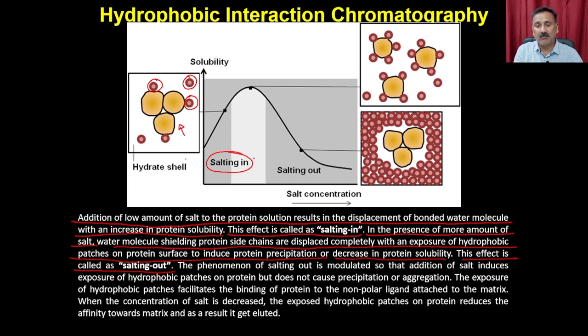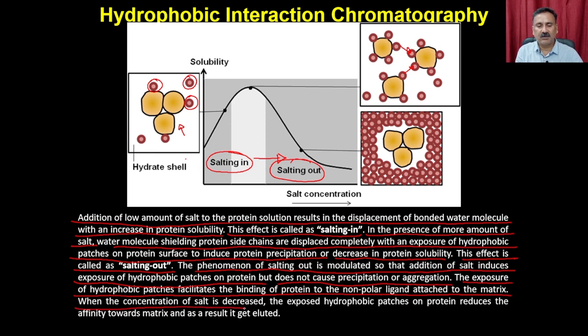But if you add more salt, it is going to expose the hydrophobic patches, and as a result the protein molecules are going to interact with each other and form a precipitate, and this effect is called salting out. The phenomenon of salting out is modulated so that the addition of a salt induces exposure of the hydrophobic patches on the protein but does not cause precipitation or aggregation. The exposure of hydrophobic patches facilitates the binding of protein to the non-polar ligand present on the matrix.